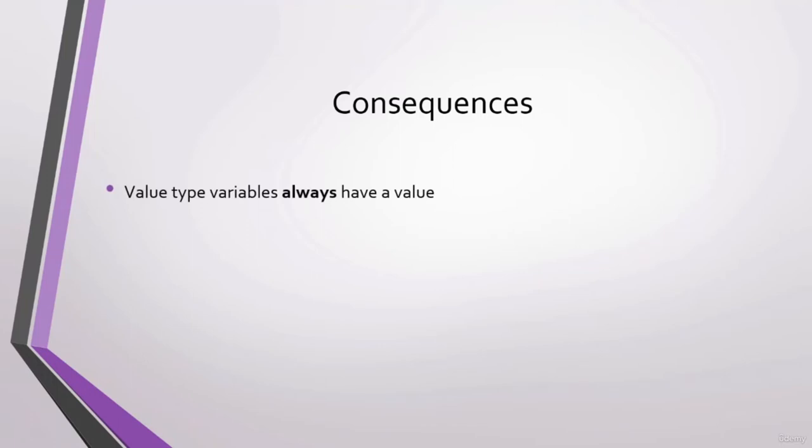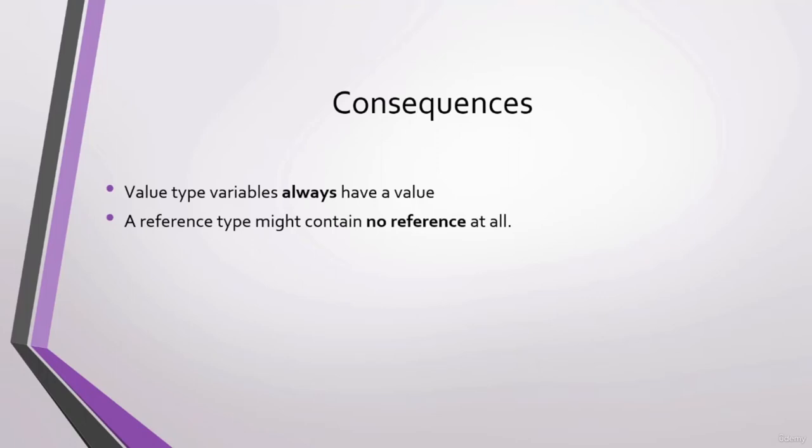Of course, because they store the value in themselves, and therefore, to create them, you need a value in the first place. However, reference types are different, since they do not store a value themselves, but a reference to a value. Well, something that is possible is that a reference type does not contain any reference.